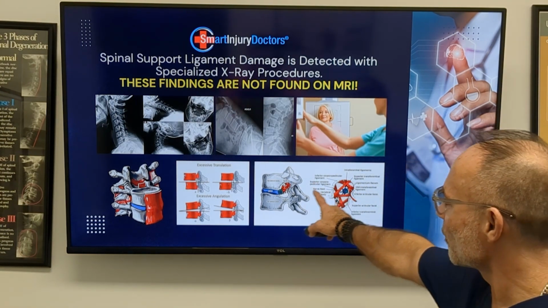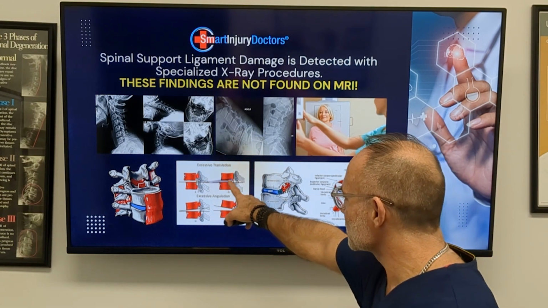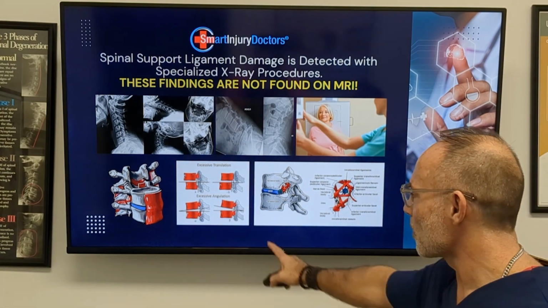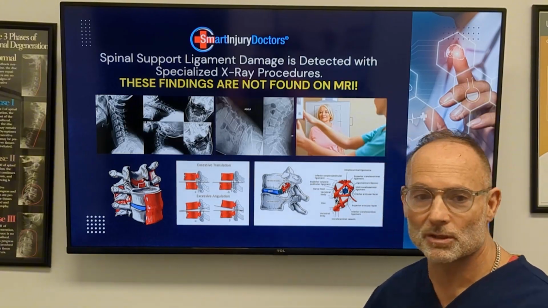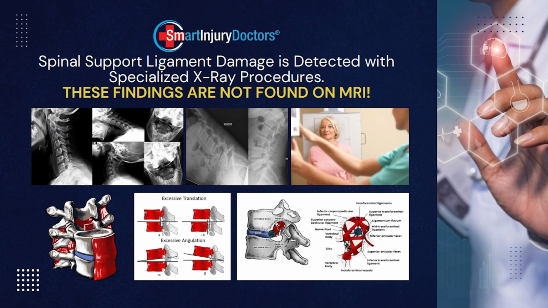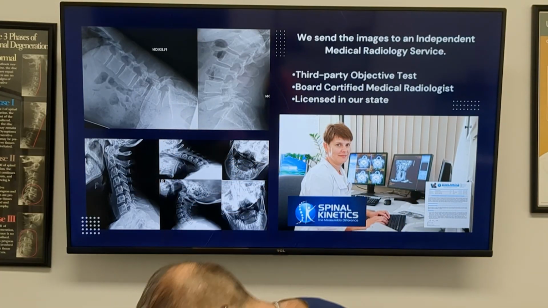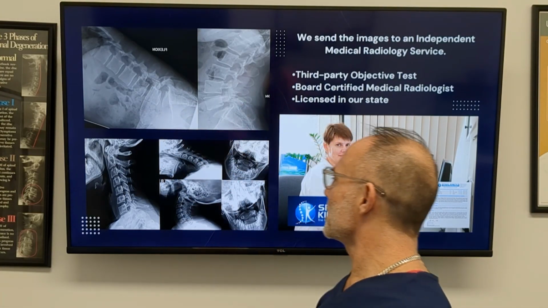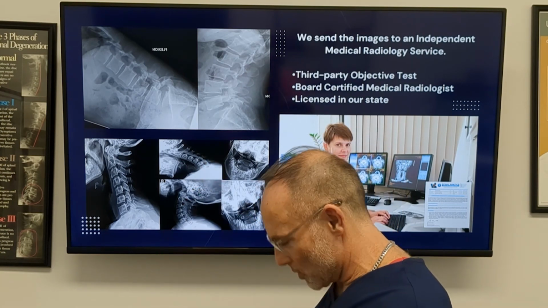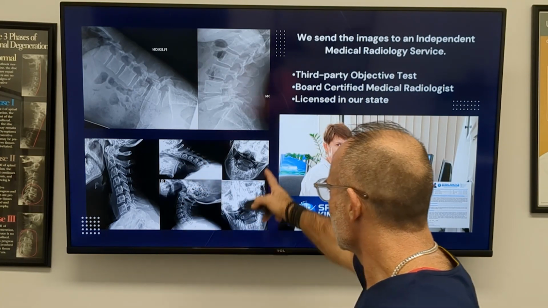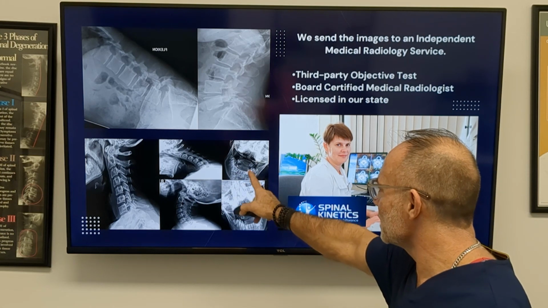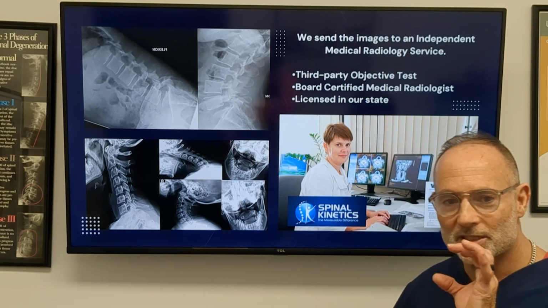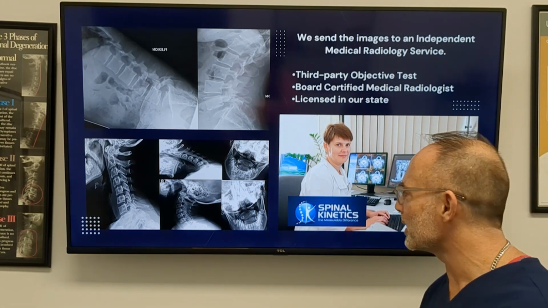So what we're looking for is excessive translation, forward and back motion, or excessive angulation. And we can look for that for your neck or your back. This is someone bending forward, flexing forward, and this is someone leaning back. This is the head in flexion, this is the head in extension. This is an open mouth. These are your teeth. These are your upper jaw. So we can see those vertebrae underneath your skull.